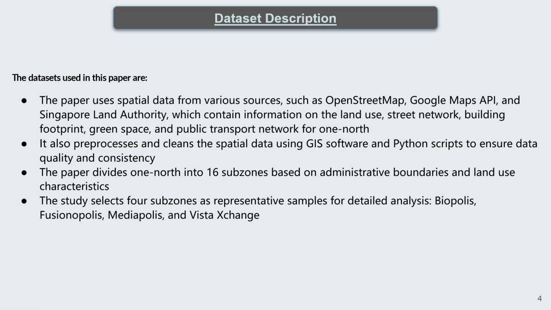The dataset used in this paper uses spatial data from various sources such as OpenStreetMap, Google Maps API, and Singapore Land Authority, which contain information on the land use, street network, building footprint, green space, and public transport network for One North. It also pre-processes and cleans the spatial data using GIS software and Python scripts to ensure data quality and consistency. The paper divides One North into 16 subzones based on administrative boundaries and land use characteristics. The study selects 4 subzones as representative samples for detailed analysis: Biopolis, Fusionpolis, Mediapolis, and Vista Exchange.